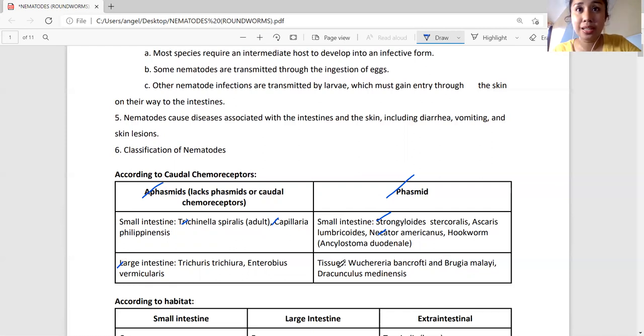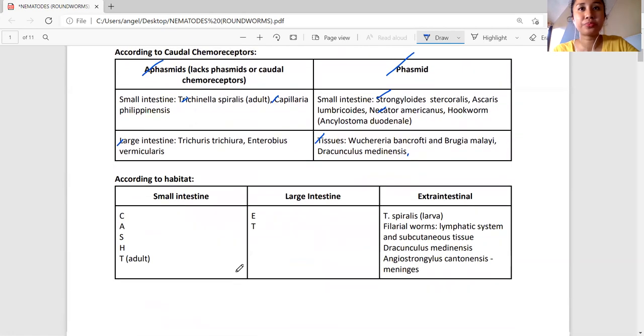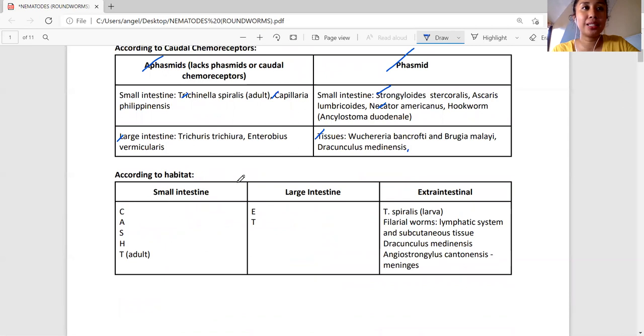In tissues, class, the larvae of Trichinella spiralis nasa muscle. So, tissues and lymphatic, subcutaneous region and lymphatic tissues, Wuchereria, mga filarial worms natin. Class, Dracunculus medinensis or guinea worm. So, si Dracunculus medinensis, class, it can be very long. Ayan, sahin niyo sa notes niyo. Nasa exam si Dracunculus medinensis. So, class, this is just a guide. So, according to habitat, huwag niyong kakalimutan yung cached.